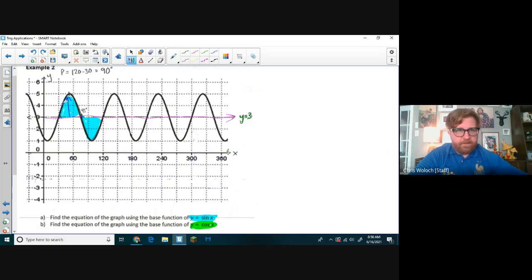This goes from 3 to 5. This goes from 3 to 1, right? So here the amplitude is 2, okay? So my amplitude, which is just my A value, equals 2. And then y equals 3 is the axis of the curve.